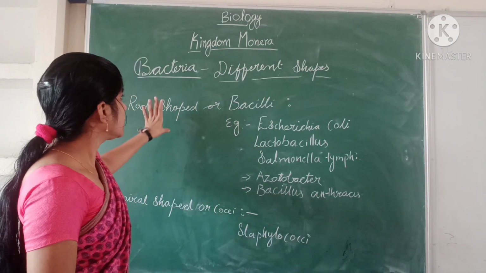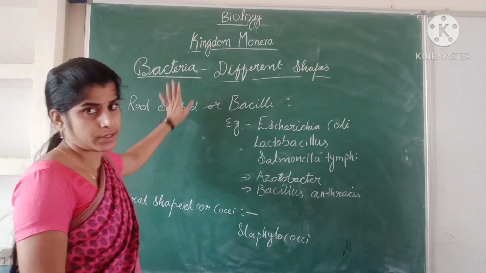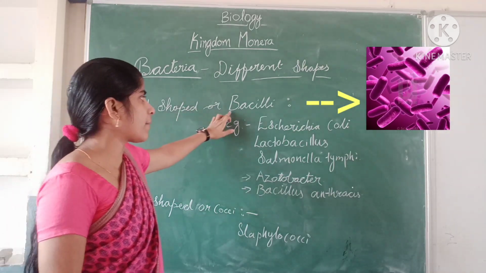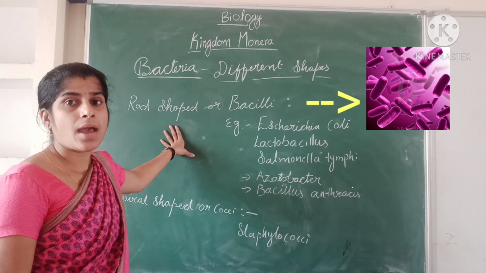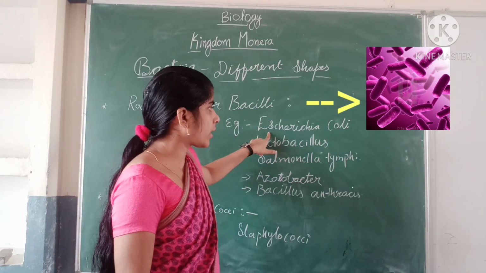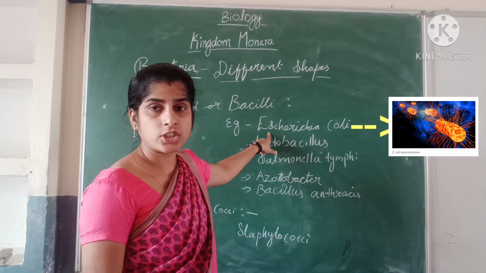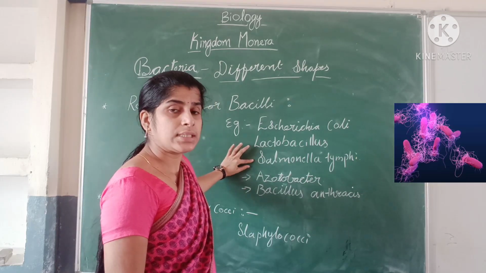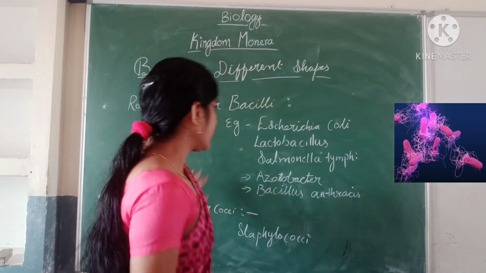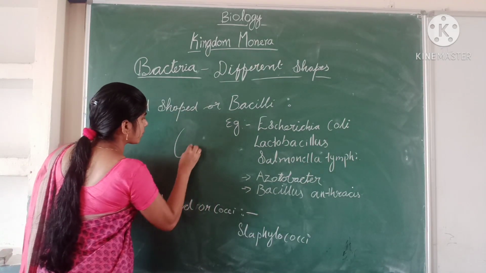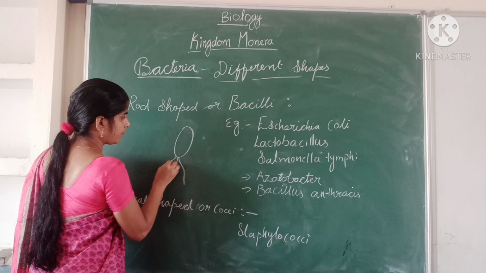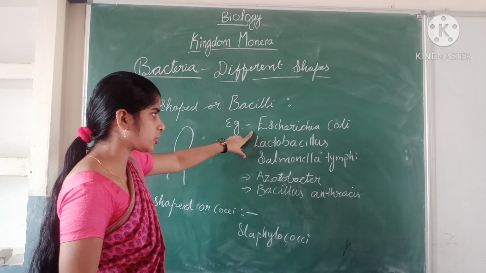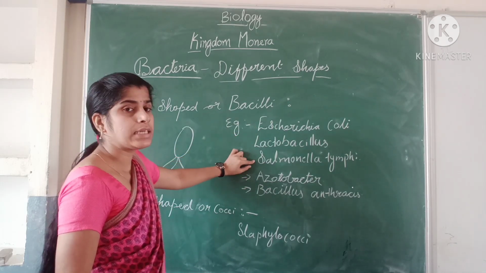So, next is the different shapes of bacteria. First is rod-shaped bacteria, rod-shaped or bacilli. Examples are Escherichia coli or E. coli, Lactobacillus, and Salmonella typhi. These are single rod-shaped bacteria. The shape of this bacteria is a single rod. Single rod-shaped bacteria are called bacilli: Escherichia coli, Lactobacillus, Salmonella typhi.